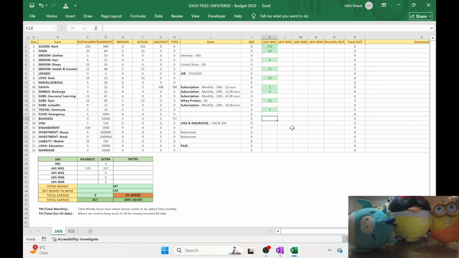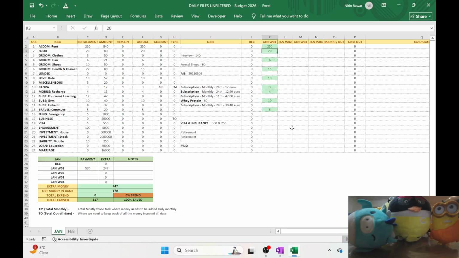Business right now I don't need it. Visa, no. Engagement, no. House investment, no. Liability, that's already paid. Education is paid. Mobile, I don't need at the moment. Marriage is not. So now I have like 247 euros extra, right? So let's revisit every category again and see if I can revise the plan.